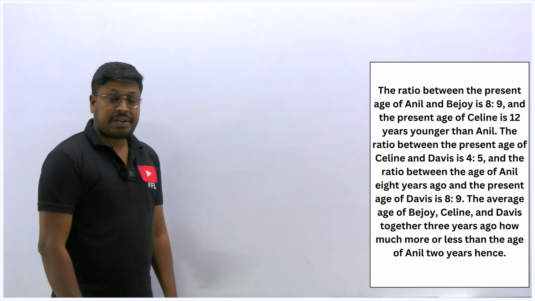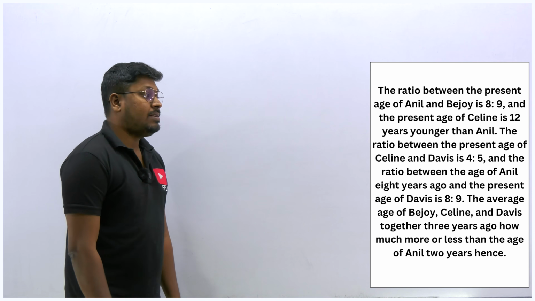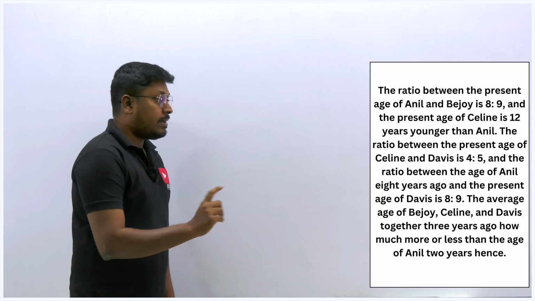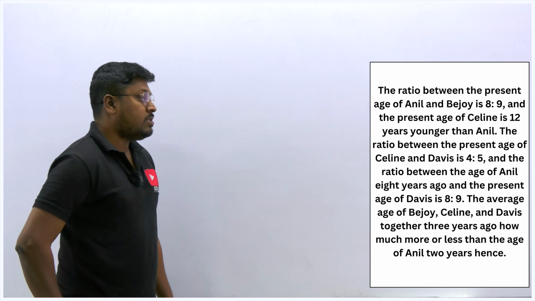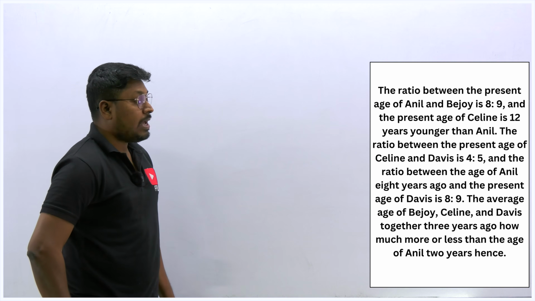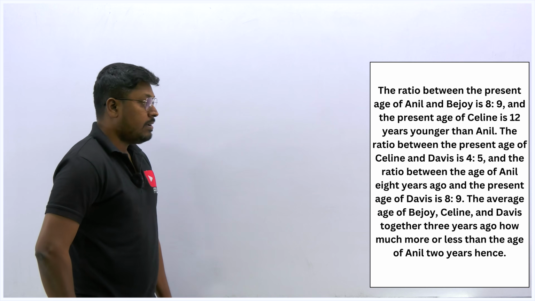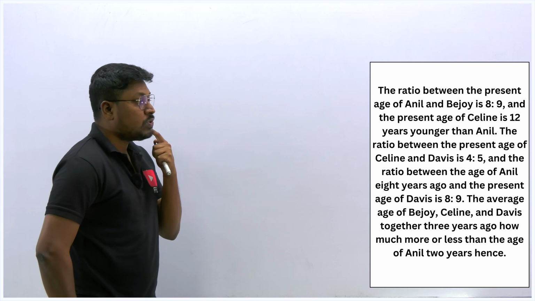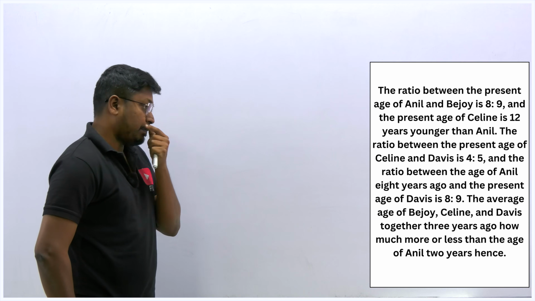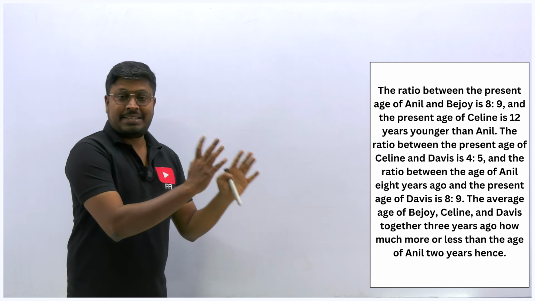So here is the second question. The ratio between the present ages of Anil and Bijoy is 8:9 and the present age of Silan is 12 years younger than Anil. The ratio between the present age of Silan and Davis is 4:5 and the ratio between the age of Anil 8 years ago and the present age of Davis is 8:9. The average age of Bijoy, Silan, Davis together 3 years ago is how much more or less than Anil 2 years hence? A very interesting question. You can see again, mainly mains exam questions will be like this.